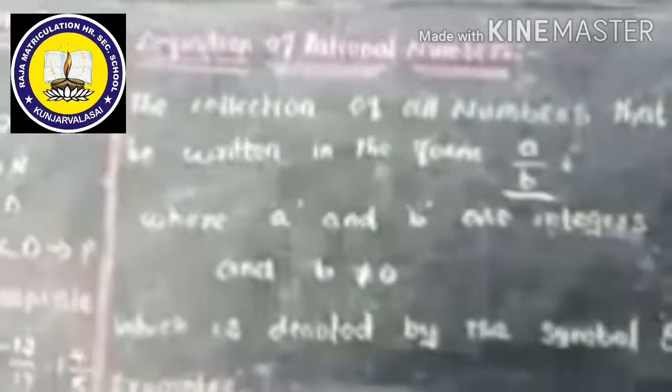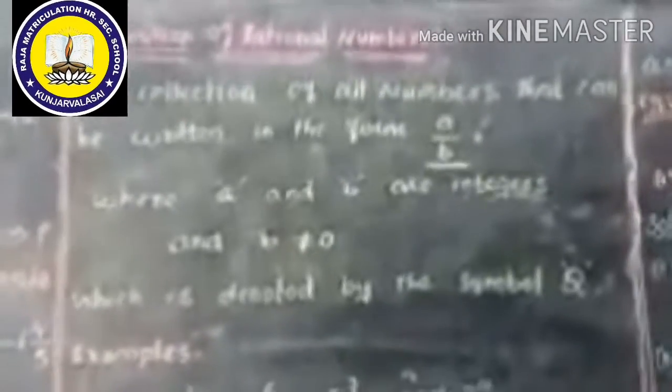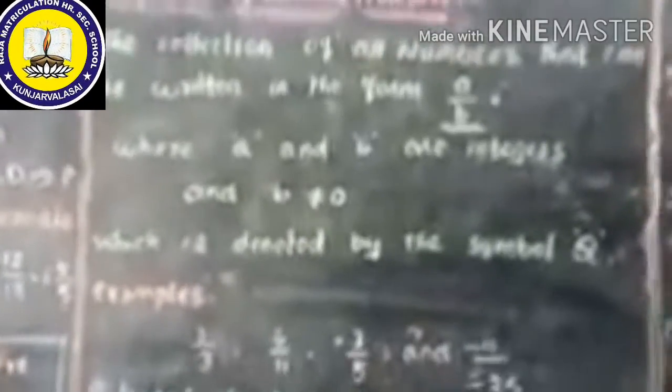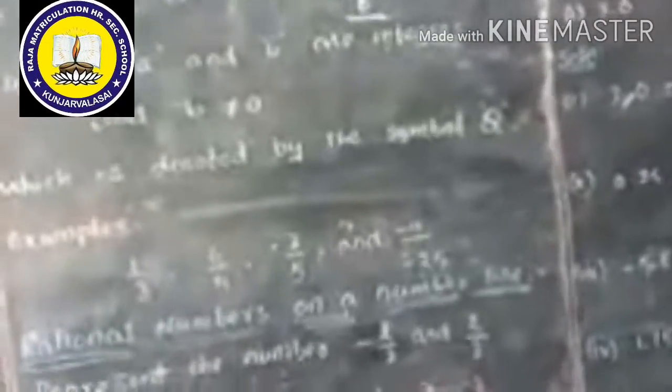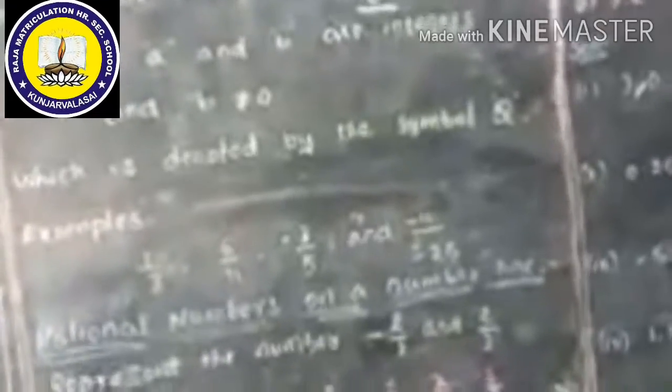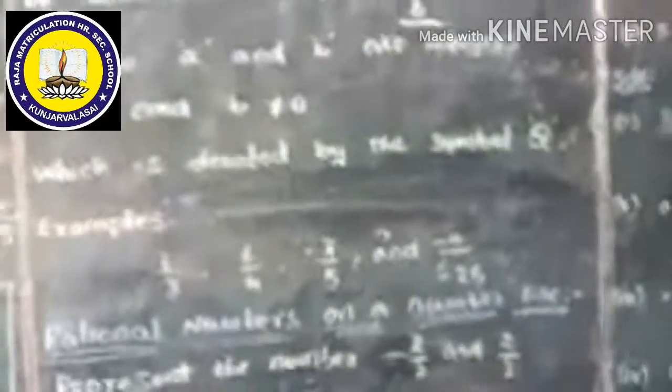So the collection of all numbers that can be written in the form of a by b, where a and b are integers. Do you know about integers? Integers means you have positive numbers and also negative numbers, connected with 0. So the numerator a is an integer and the denominator b is also an integer, and the condition is very, very important: b is not equal to 0.